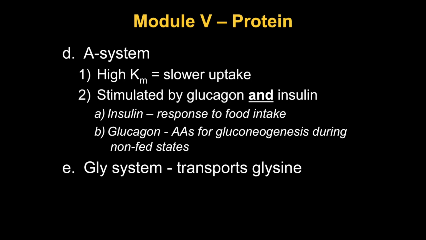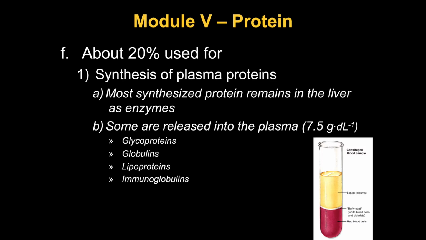Okay, so about 20% are going to be used within the liver to synthesize new plasma proteins. And these plasma proteins, more often than not, are staying in the liver. Some of them are going to be released in the plasma, however. The substances that are released in the plasma are going to be the glycoproteins, globulins, lipoproteins, and immunoglobulins. So those are all produced within the liver and then released into circulation.